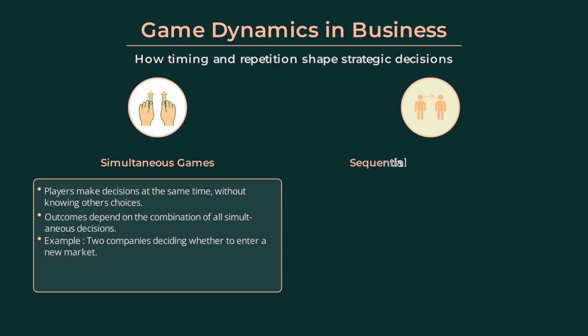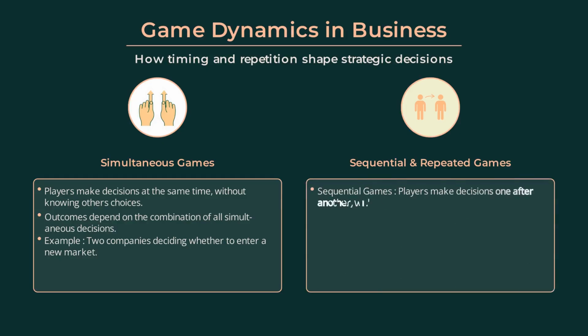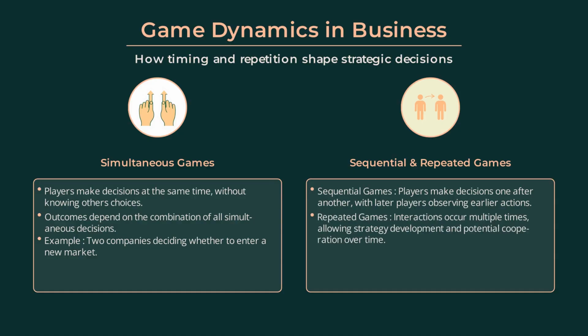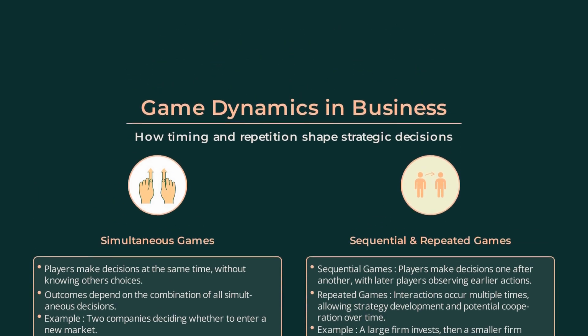Then, we explore sequential and repeated games, where timing and future interactions are key. In sequential games, players make decisions one after another, with later players observing earlier actions. Repeated games involve multiple interactions, allowing for strategy development and potential cooperation over time. Consider a large firm investing, and then a smaller firm decides whether to follow based on that initial move.